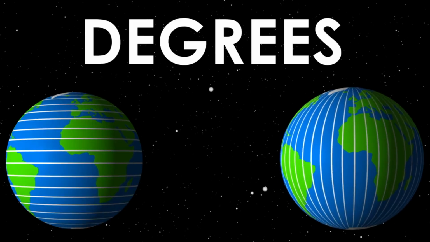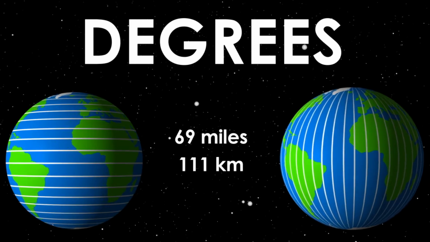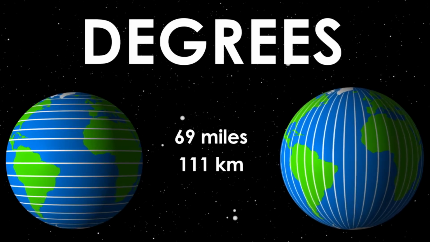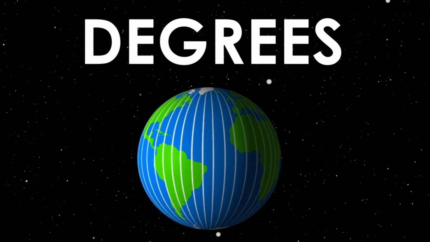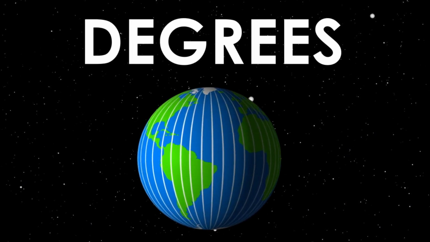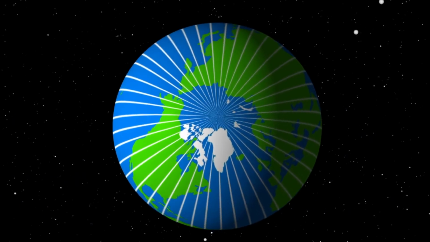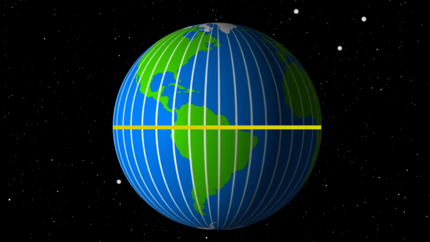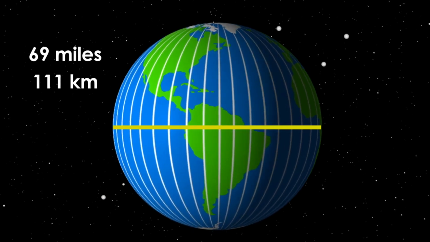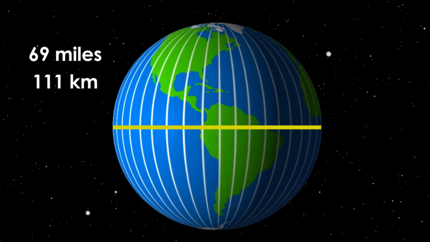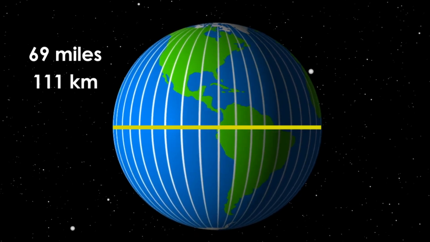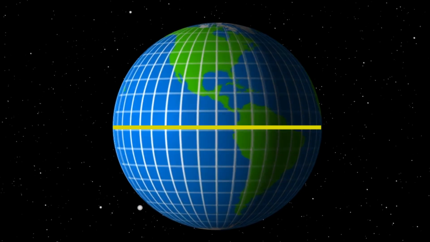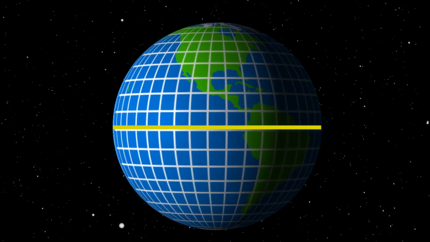Geographers measure latitude and longitude in degrees. Each degree of latitude is about 69 miles, or 111 kilometers. Degrees of longitude work a bit differently. The lines converge at the poles and are widest at the equator, with a distance of approximately 69 miles, or 111 kilometers at that point. Lines of latitude and longitude intersect at right angles at the equator.